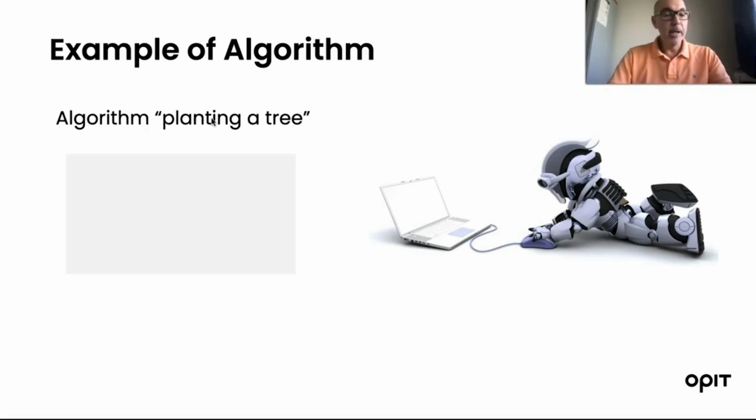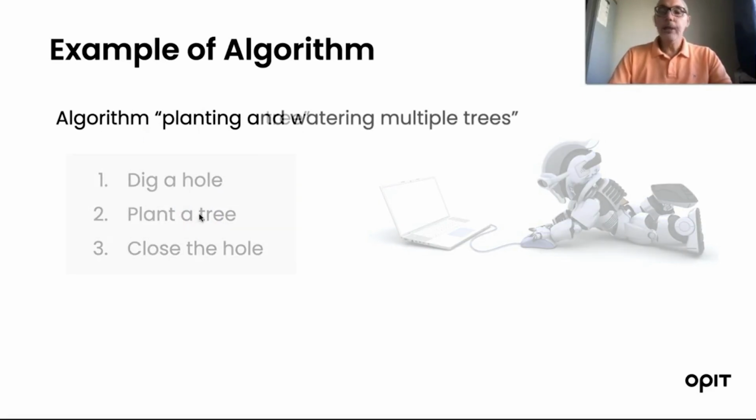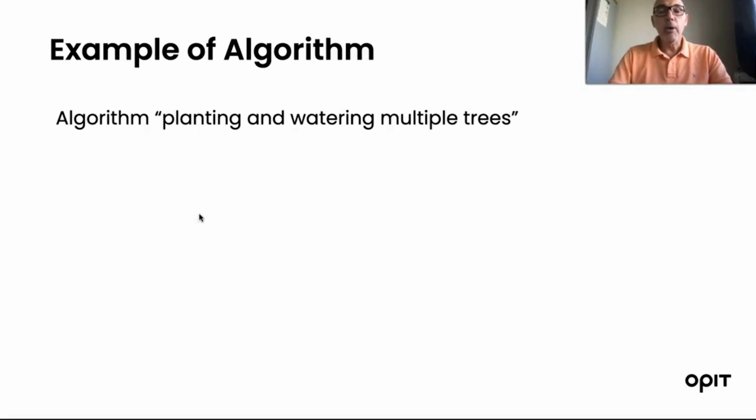So here it's very basic. We simply dig a hole as a first statement, we plant a tree as a second statement, and finally we close the hole as the third statement. Let's increase the complexity. Now we are not going to plant 1 tree, but we would like to plant and water multiple trees. So what will be the algorithm?